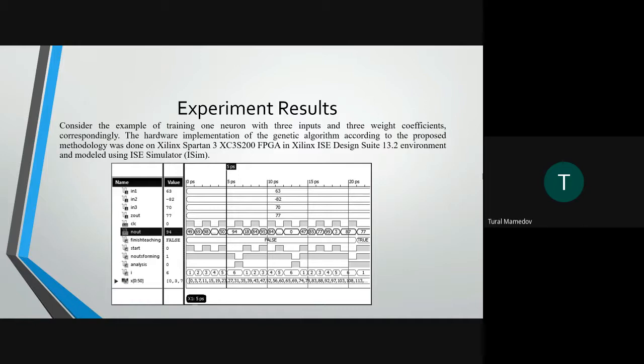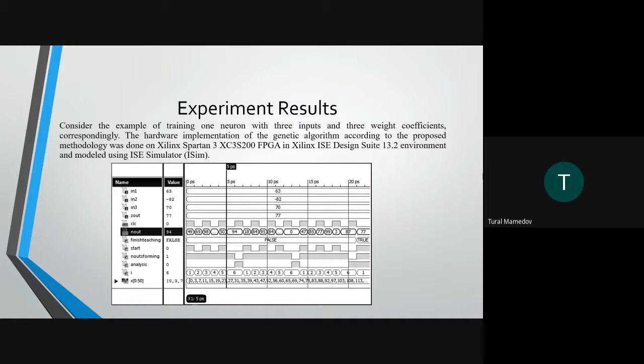Here you can see also that the analysis signal is set to 1 while the information obtained from running chromosomes through the neural network is analyzed. You can see here that the process of adjustment of the weight coefficients of a neural network was completed in 3 iterations.